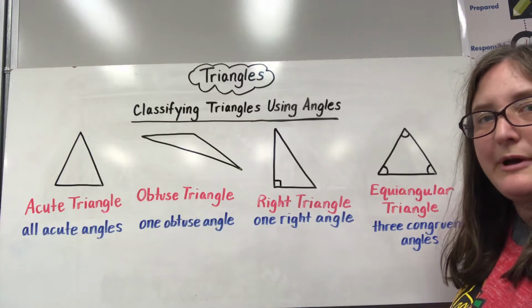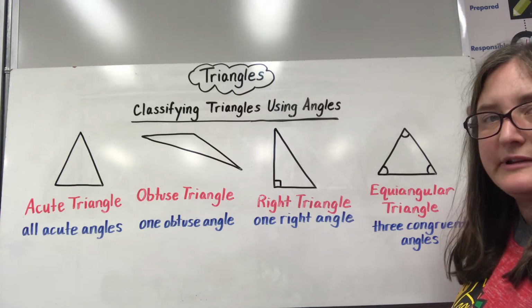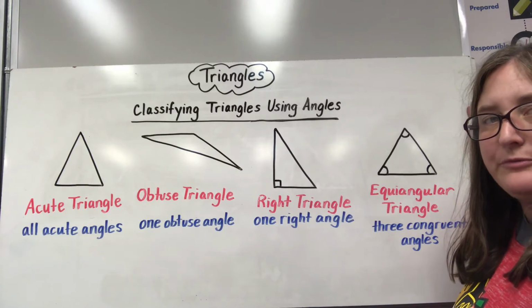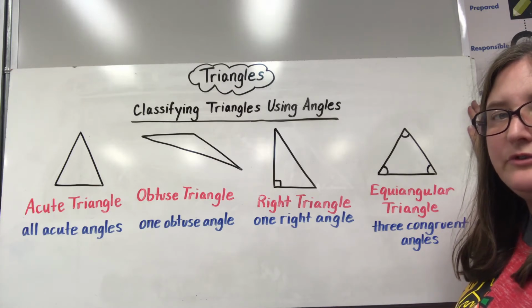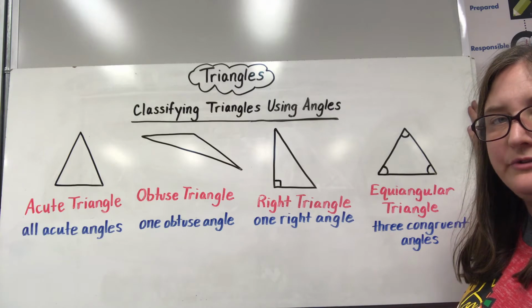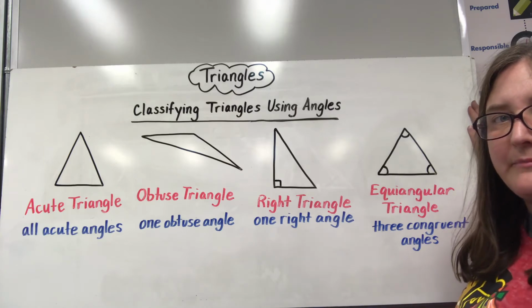Today we're going to be talking about triangles. There are two different ways to classify triangles. The first way we're going to discuss is classifying triangles by using their angles. So in this case, we look at the three angles of the triangle in order to classify them.